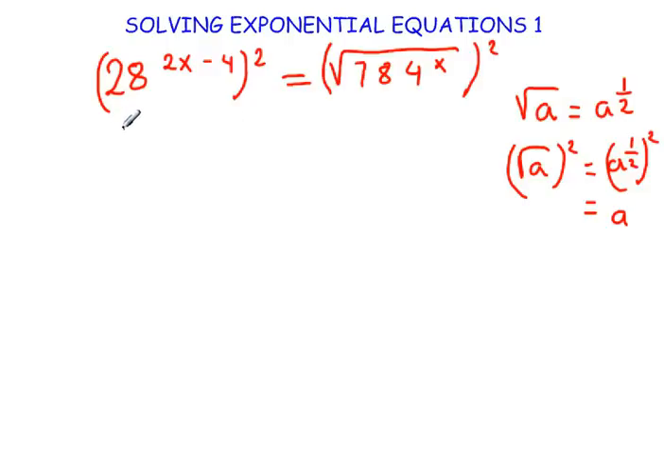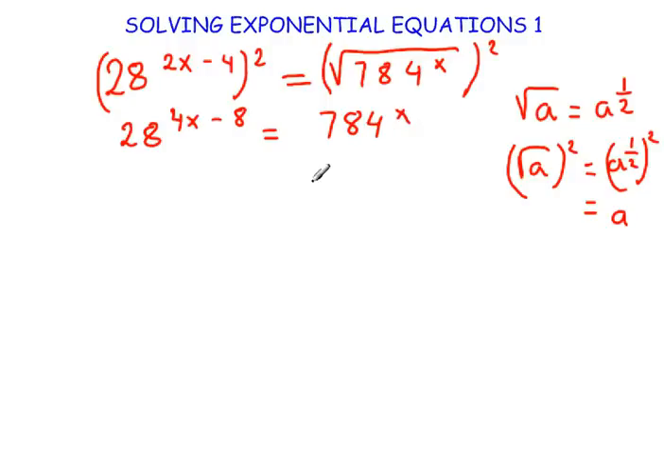So now the left hand side will be 28 to the power of 2. What do you do with that exponent? You have to apply the distributive law. So 2 times 2x, so this is 4x, minus 2 times 4, which is 8. And on the opposite side, according to this rule right here, we should eliminate the square root symbol altogether. So our right hand side will be that number 784 to exponent x.